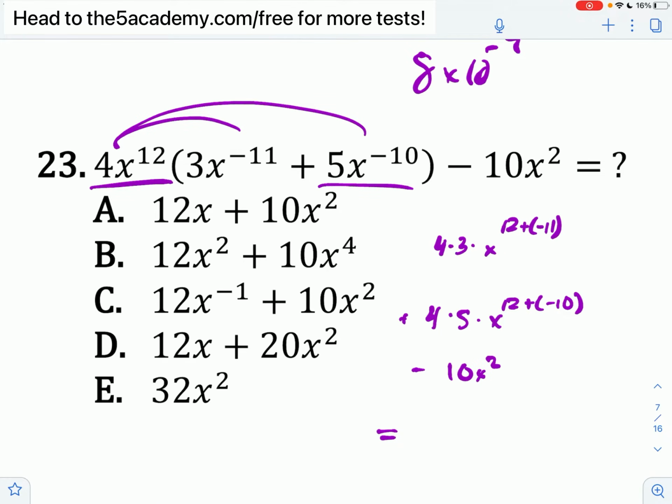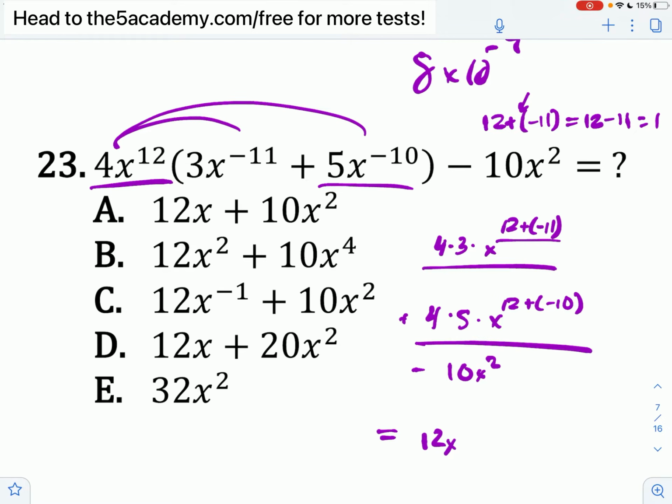I can simplify that to 12x to the, what's 12 plus negative 11? 12 plus negative 11 reduces to 12 minus 11, because when you have a plus and a negative like this, the negative overtakes. This just comes out to 1. So it's just 12x, okay? Now we add that to 4 times 5, 20x to the 12 minus 10, and then subtract 10x squared.